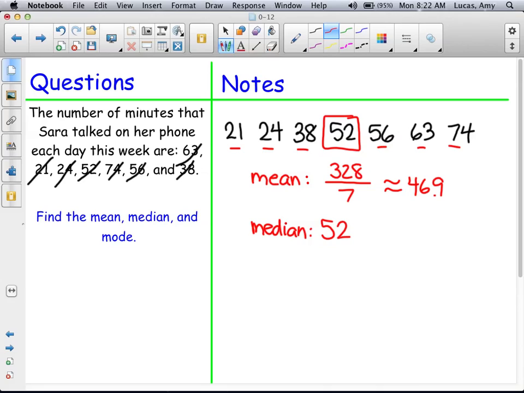If there were an even amount of numbers here, we would be left with 2 numbers in the middle. We would have to average them together to find our median. So we would have to add them together and then divide by 2 to get their average. And this set of numbers, again, there isn't something that occurs more than once, so there is no mode again.